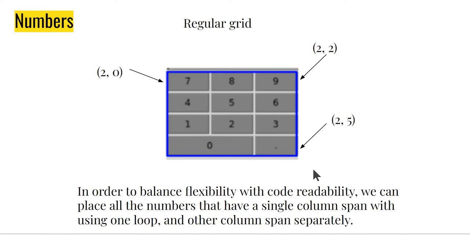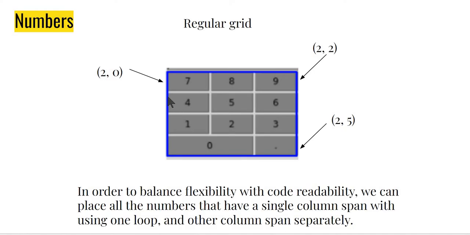balance flexibility with readability. To make all that happen, I'm going to make these buttons, which are, let's say, single column span and single row span, placed as part of a loop, and then this button, which is a big one here, the 0, we will handle separately. So this kind of balances out the whole thing.